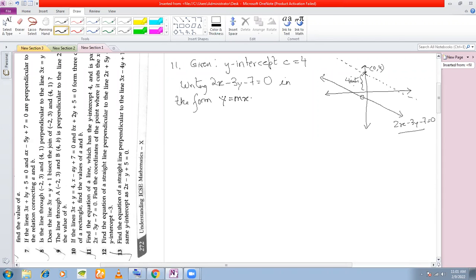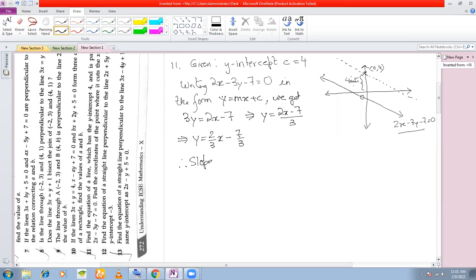Writing the equation in the form y is equal to mx plus c, we get 3y is equal to 2x minus 7, right? Why are we writing it in the form y is equal to mx plus c? Because we want to find out the slope of this line. So we get y is equal to 2x minus 7 by 3, that means y is equal to 2 by 3x minus 7 by 3. So therefore, what can you say?